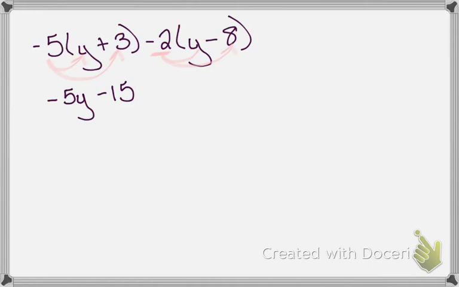So that is -2y plus 16. So be careful. Now, can I combine like terms here? Yes. -5y and -2y gives me -7y. -15 and +16 gives me +1.